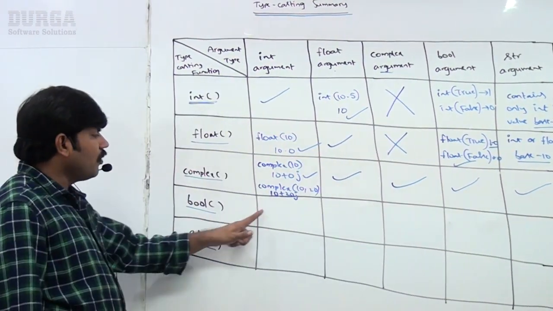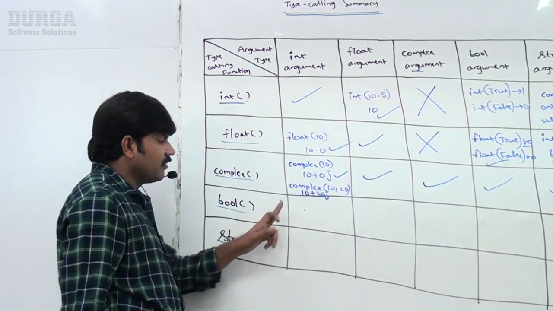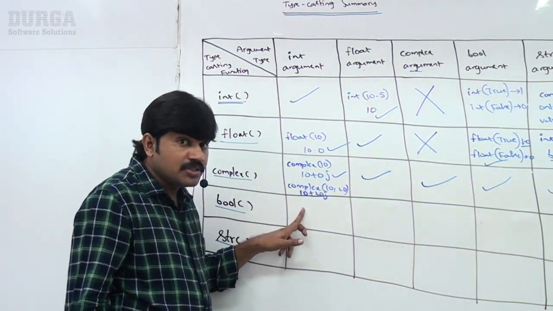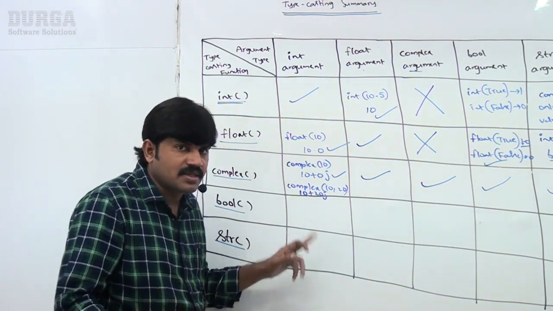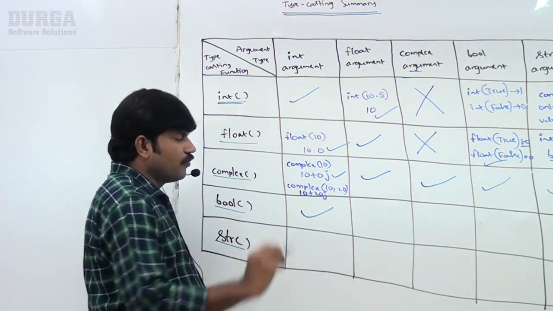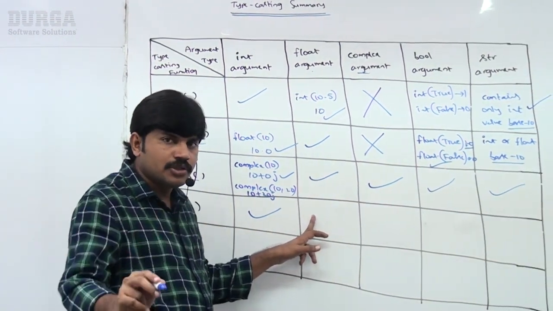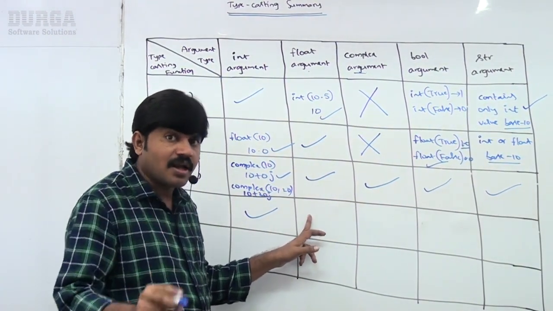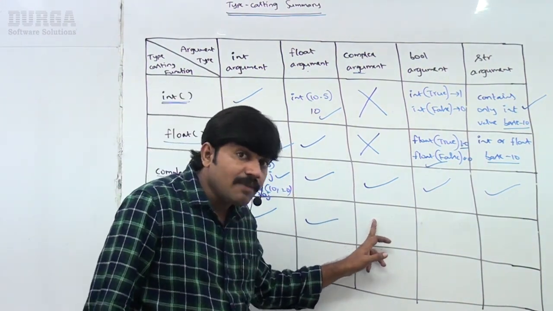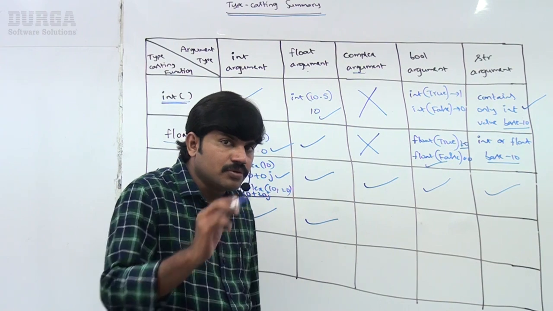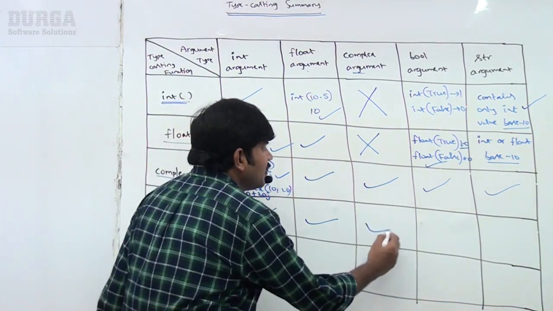Next, the bool function. If you are passing an int value, very simple. If the int value is 0, it is considered false. Non-zero is considered true. Yes, int to bool is possible. Float is also the same. If the value is 0.0, it will become false. Non-zero will become true. Next, complex number. If the real part and imaginary part are both 0, that is 0 plus 0j, it is false. In all other cases, it is true.